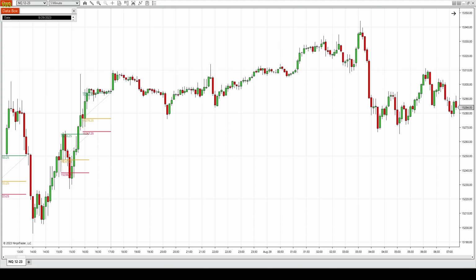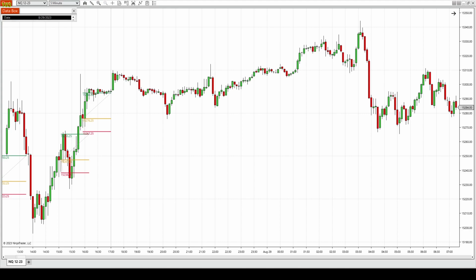So first thing, stop loss, $9 minimum. Take profit, $18 minimum to get that 2 to 1. Auto break even will be set to $9, or no, let's make it $10. So 10, that's 40 ticks.